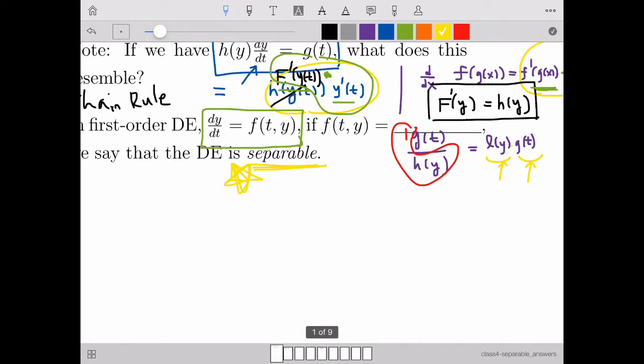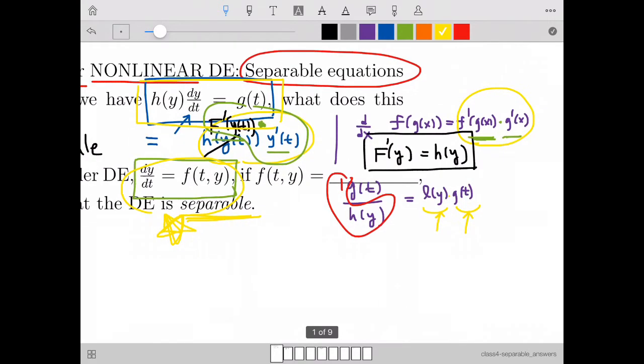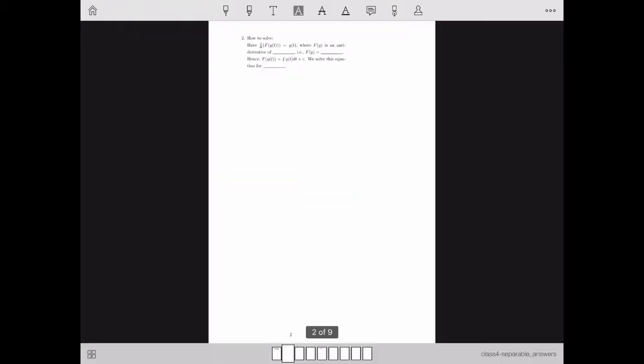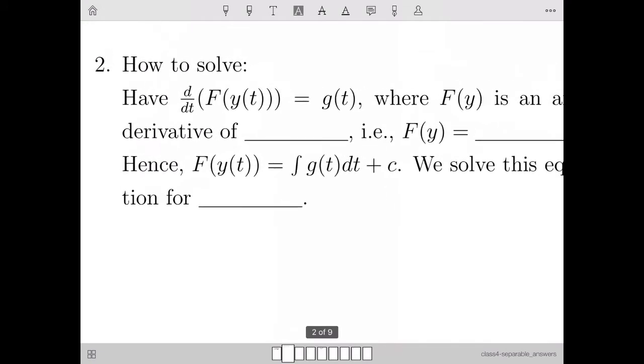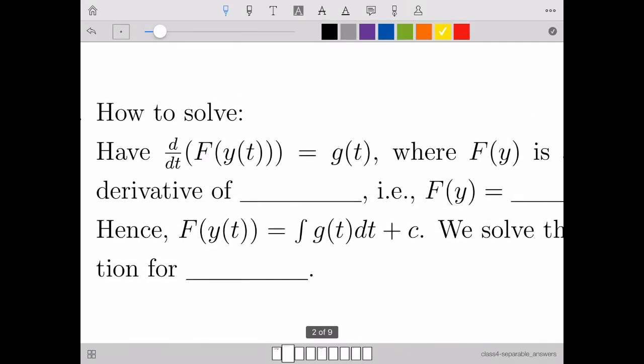So how do we solve a separable equation? We write the separable equation in this form, and then we find big F such that big F prime is h of y, and then use the chain rule. So how to solve? We have this. So that's what we had.